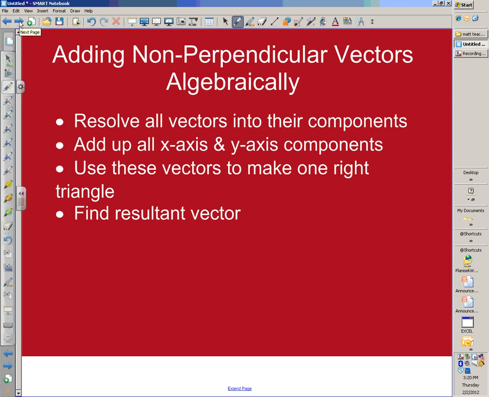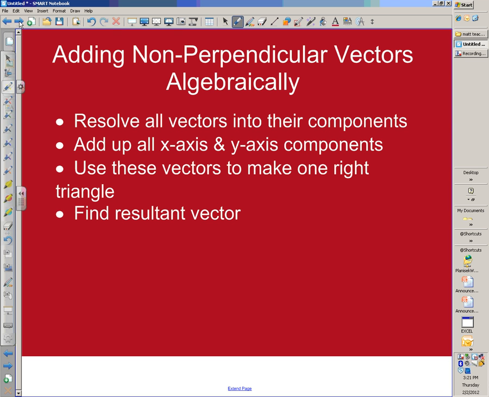When we are looking at finding the resultant vector of two non-perpendicular vectors, or adding non-perpendicular vectors algebraically, there are four steps. First thing we're going to do, we are going to resolve all of the vectors into their components. That's something we've talked about doing in angle launch projectile motion problems, especially at the beginning, when we have that object being launched at an angle, and we know it has a horizontal part and a vertical part, and we can use sine and cosine to find what those horizontal and vertical parts are. That's what we get into resolving vectors. But when we do that, what we end up with is a bunch of vectors that are either on the x-axis or the y-axis.